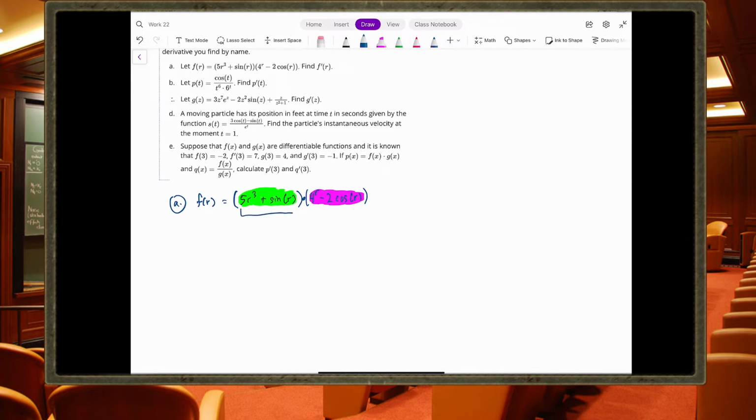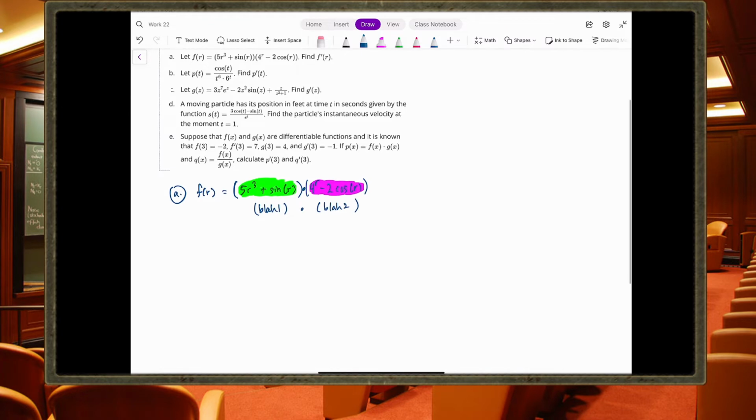Again, you can get lost in the details, like, oh my gosh, there's a power function, there's a sine, there's a cosine, there's an exponential. The goal of this is to reduce the problem and break it into chunks. So we've got something times something, and we can think of this as some f times g, or some blah 1 times some blah 2.